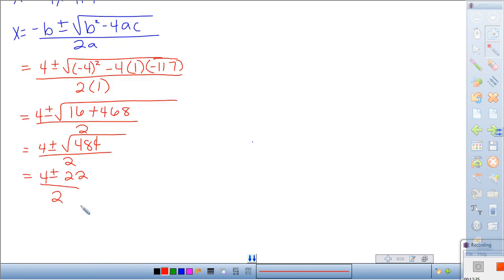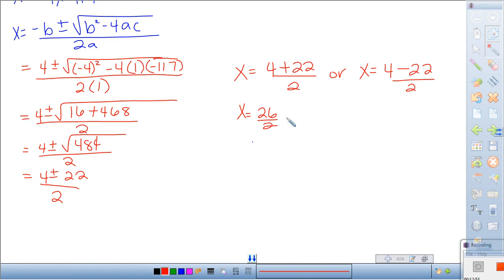divided by 2. And then now that's where we can split it up, since we've got it down to our three numbers. So x is 4 plus 22 divided by 2, or x is 4 minus 22 divided by 2. So x is 4 plus 22, that's 26, divided by 2 is 13. Or x is 4 minus 22, which is negative 18, divided by 2, and that's negative 9. So our answer is negative 9, 13.